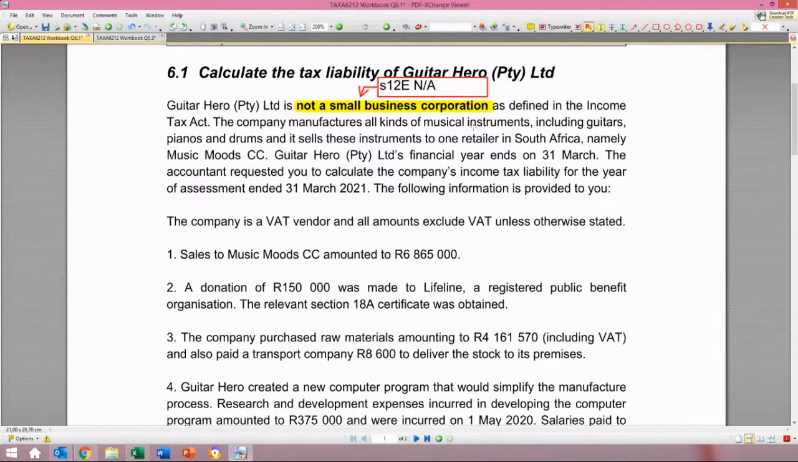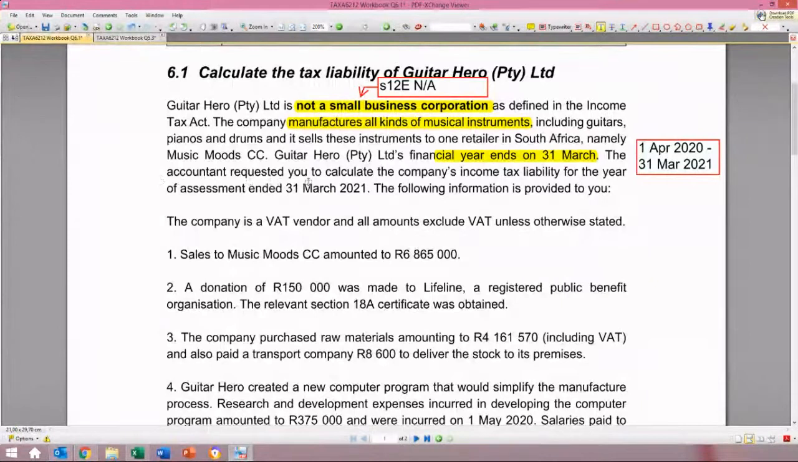They tell you the company manufactures all kinds of music instruments, including guitars, pianos, drums, and it sells these instruments to retailers. Their financial year end is 31 March. So that means their tax period runs from 1 April 2020 up to 31 March 2021. Okay, so that is our tax period that we are looking at to see if something was actually incurred in that period.